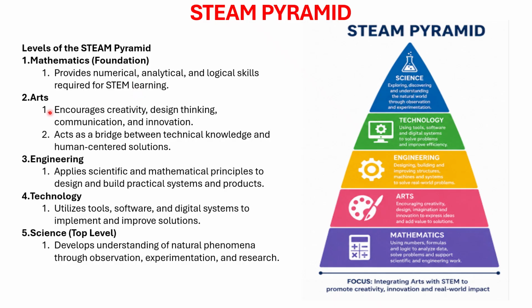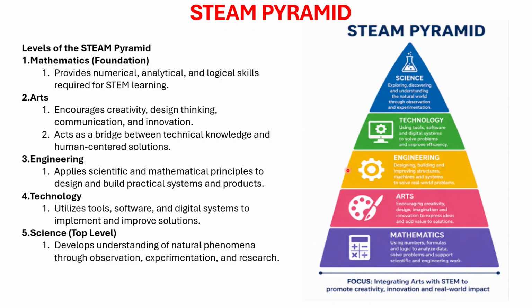Okay, the second layer is the arts. Arts basically encourages creativity, design thinking, communication, and innovation. So it acts as a bridge between the technical knowledge and the human-centered solutions. The third is engineering. The engineering applies the scientific and mathematical principles to design and build practical systems and products. Coming to technology, the technology utilizes tools, software, and digital systems to implement and improve the solutions. And science always plays the top level layer. This develops the understanding of natural phenomena through observation, experimentation, and research.